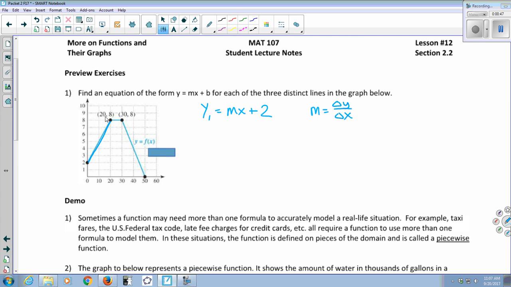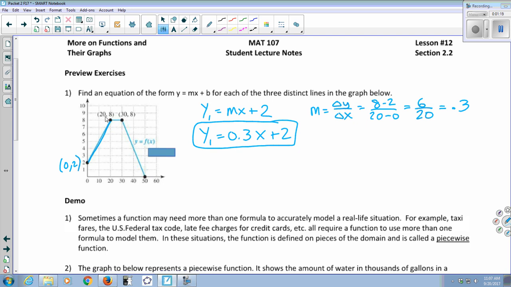I can use my two points, (0, 2) and (20, 8), to calculate the slope. My change in y is 8 minus 2. My change in x is 20 minus 0. So I have 6 over 20, which is 3 over 10, or 0.3. So my y1 is 0.3x plus 2. There's an equation for the first line.